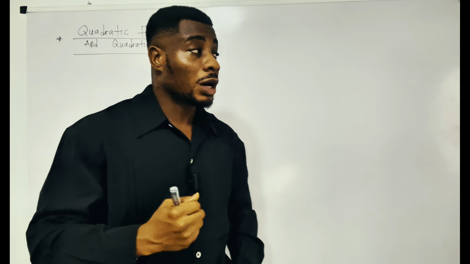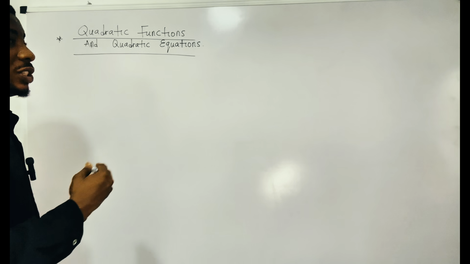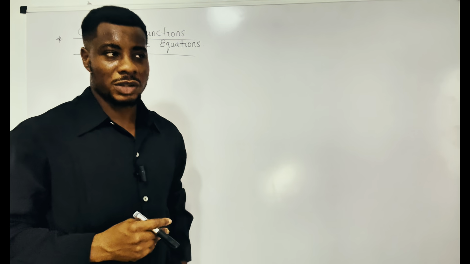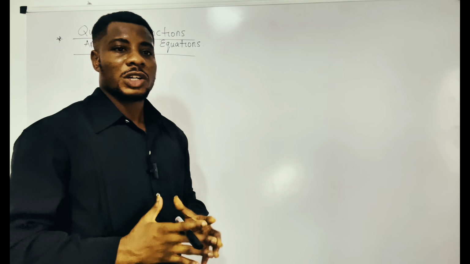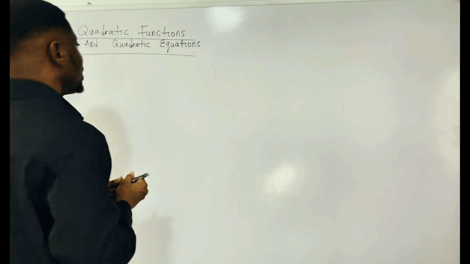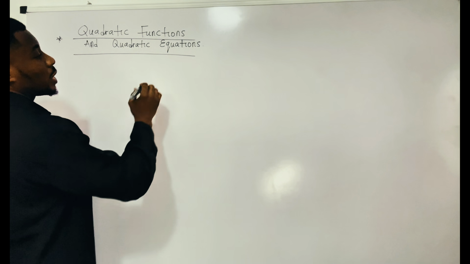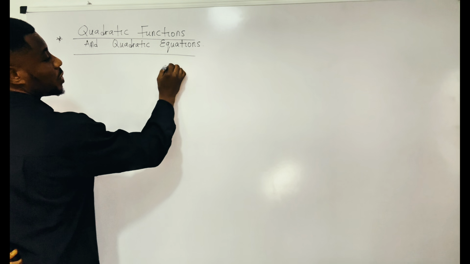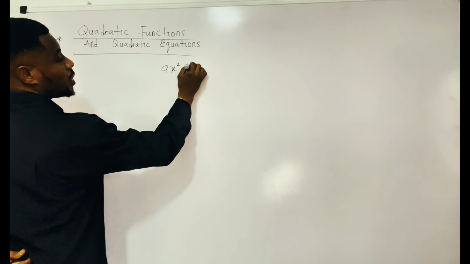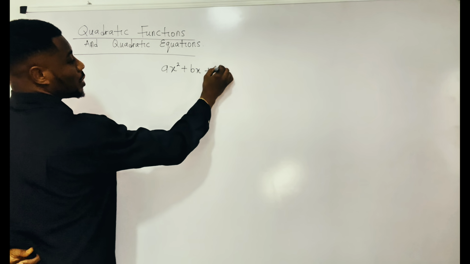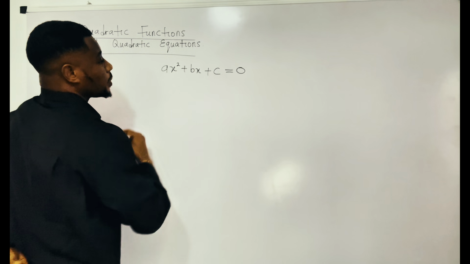Now, a quadratic equation has a general form. This is the form that when you see it, you would know that what it talks about is a quadratic equation. What is this form? Every quadratic equation has a form ax squared plus bx plus c being equal to 0.